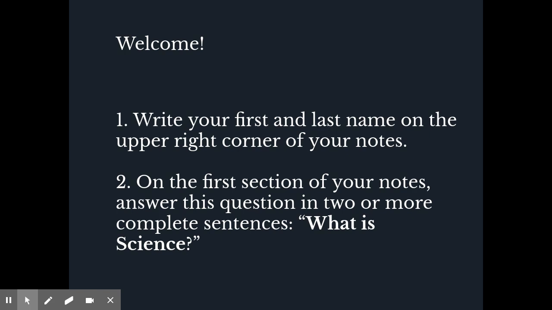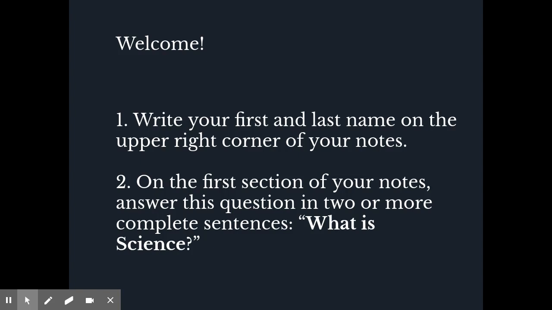All right. As you see here in number 1, it says write your first and last name on the upper right corner of your notes. There should be a spot there that says name. Go ahead and write your name there. Below that should be the title, what is science? And then you'll notice that we have 2 boxes here.